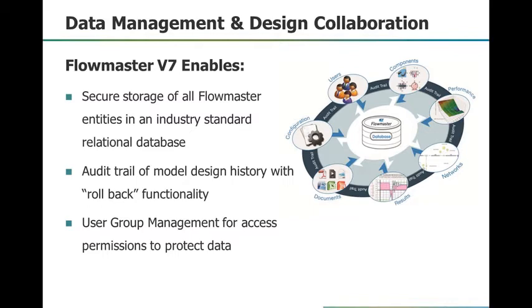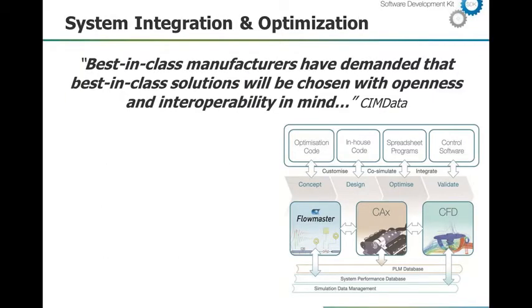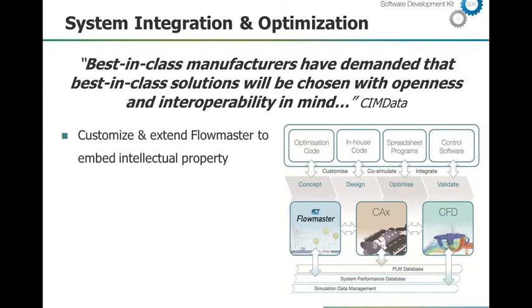And lastly, one of the key strengths of Flowmaster is being able to integrate it with other CAE codes. Companies are often interested in using best-in-class solutions, which means the ability to work between multiple programs. With Flowmaster, it's very easy to customize and extend Flowmaster to embed any intellectual property that you may have or in-house codes that have been used for years and could then be used with Flowmaster.